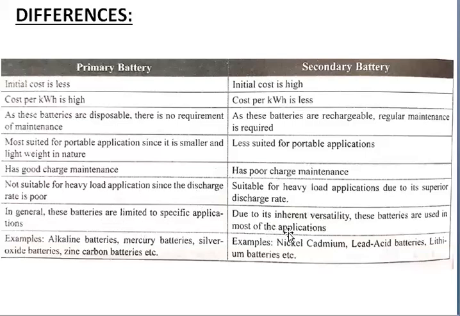And coming to this, these have inherent versatility. Secondary batteries are used in most of the applications. And the examples of primary batteries are alkaline batteries, mercury batteries, silver oxide batteries, zinc carbon batteries. And coming to the secondary batteries, the examples are nickel cadmium, lead acid battery, lithium batteries. So these are the differences between the primary battery and secondary batteries.